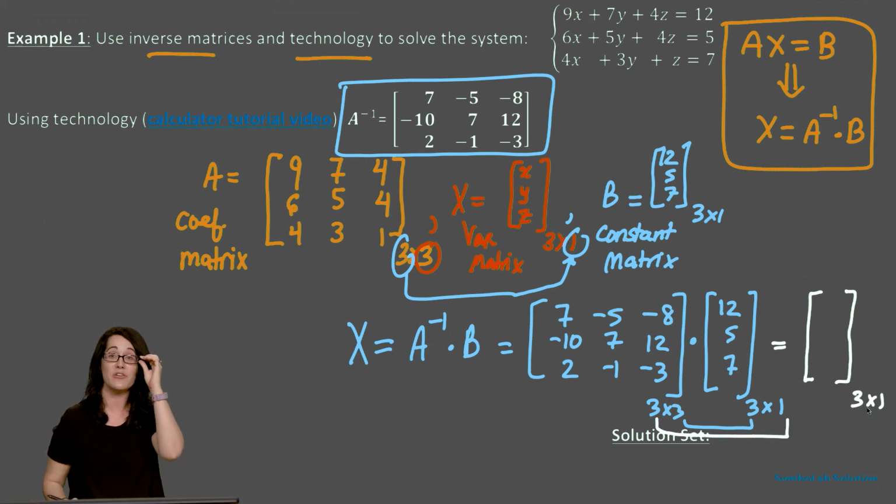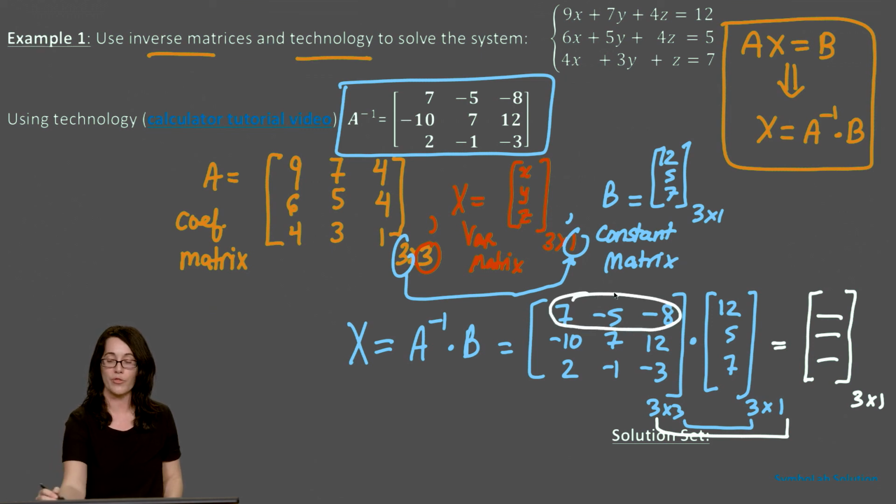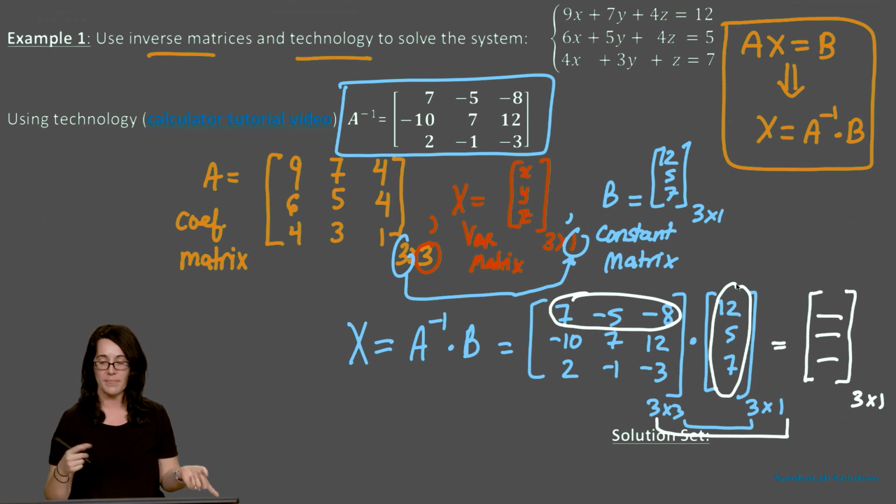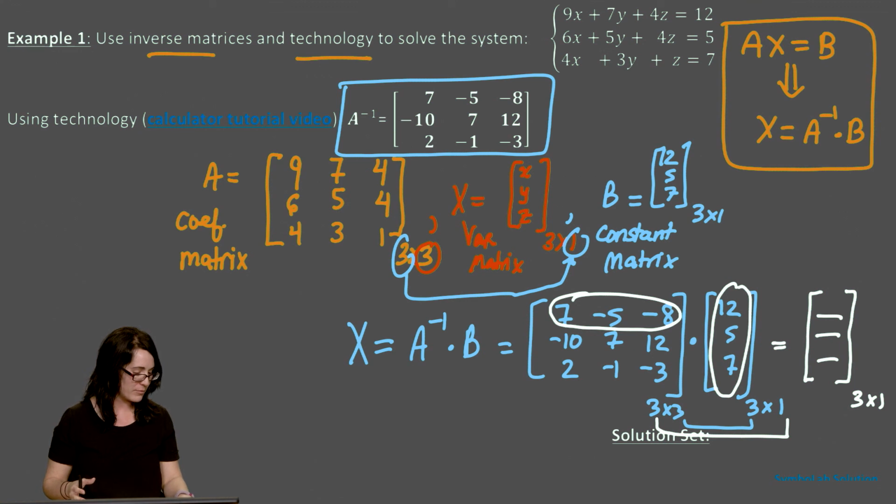Okay, so when you did your multiplication to get this first entry, there are 3 entries here for the 3 entries of the column, you would have done your first row with your first column. So 7 times 12, negative 5 times 5, negative 8 times 7, add those products together, and you should have ended up with a result there of 3. And then for your next entry, did you get negative 1? And then for your last entry, did you get negative 2? If you did, good job.